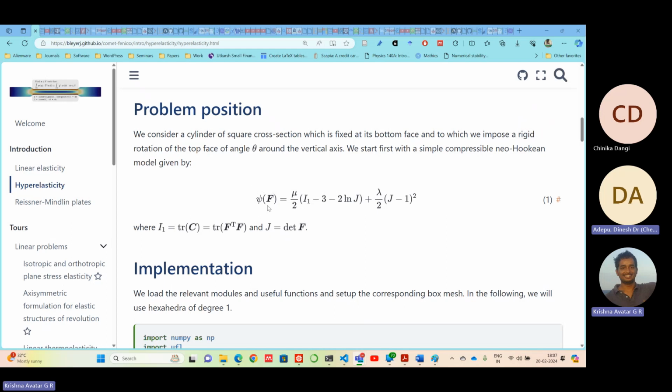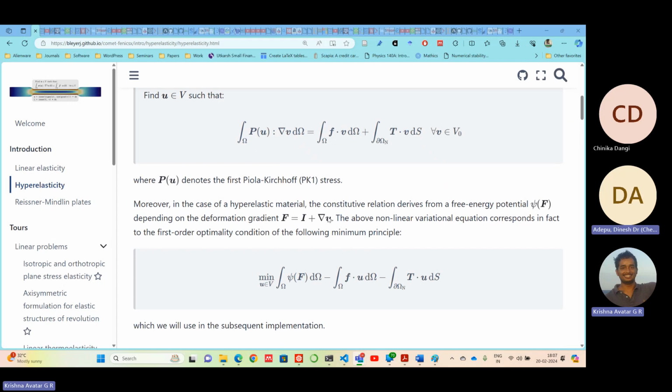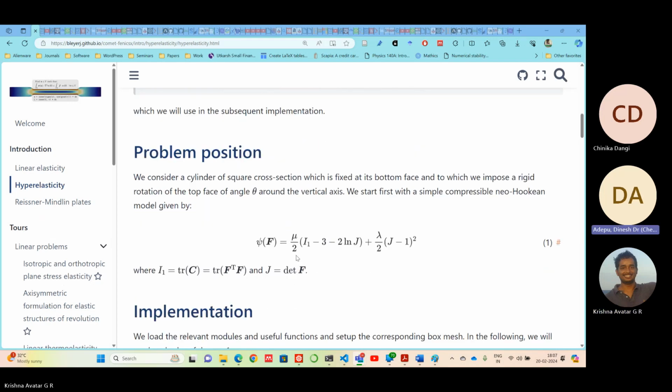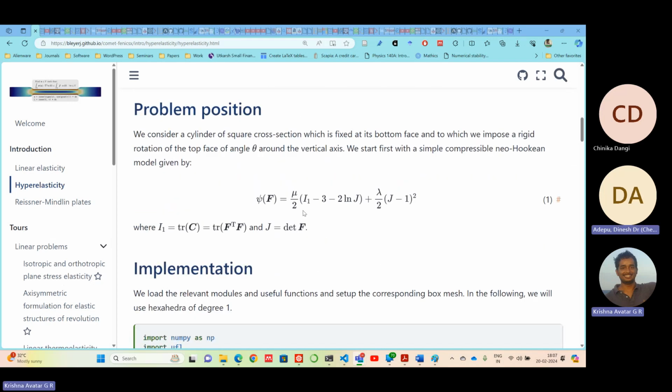Correct. So let's just check. If there is no deformation, F will be equal to the identity tensor, because in that case U will be equal to 0. It is just rigid motion, so U has to be the same. That's the point.